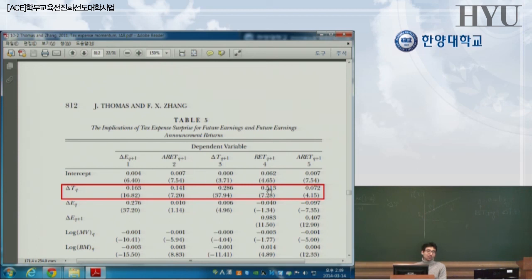과연 그게 뭘까? 이 사람들은 그건 회사의 프로핏에 대한 어떤 근본적인 정보를 포함하고 있기 때문이다 라고 얘기해요. 미래의 어닝을 지속적으로 창출할 수 있는 뭔가 근본적인 게 있어서 그게 텍스 서프라이즈의 반응에 있는 거다 라고 해석을 하는 거죠. 상당히 용감한 해석이지만 워낙 분석을 잘해서 반박할 수가 없어.